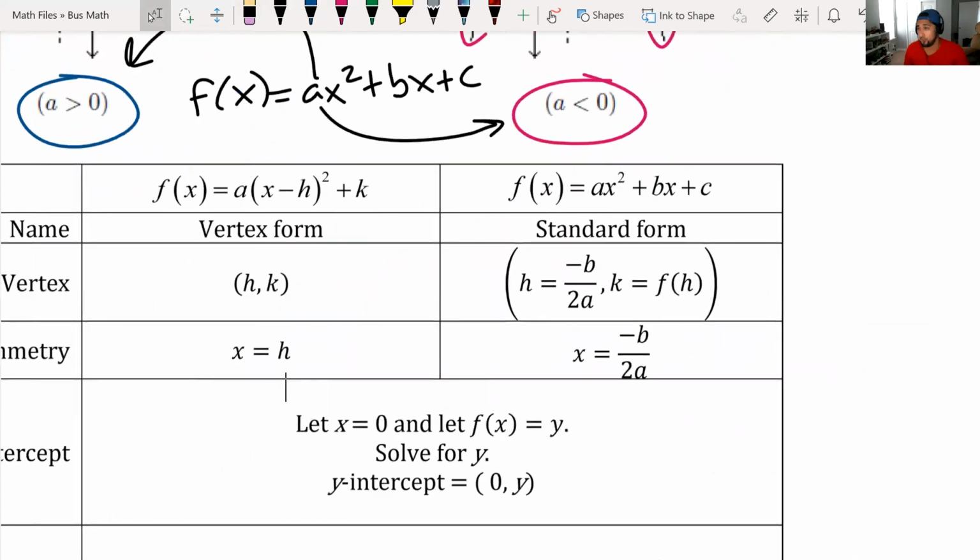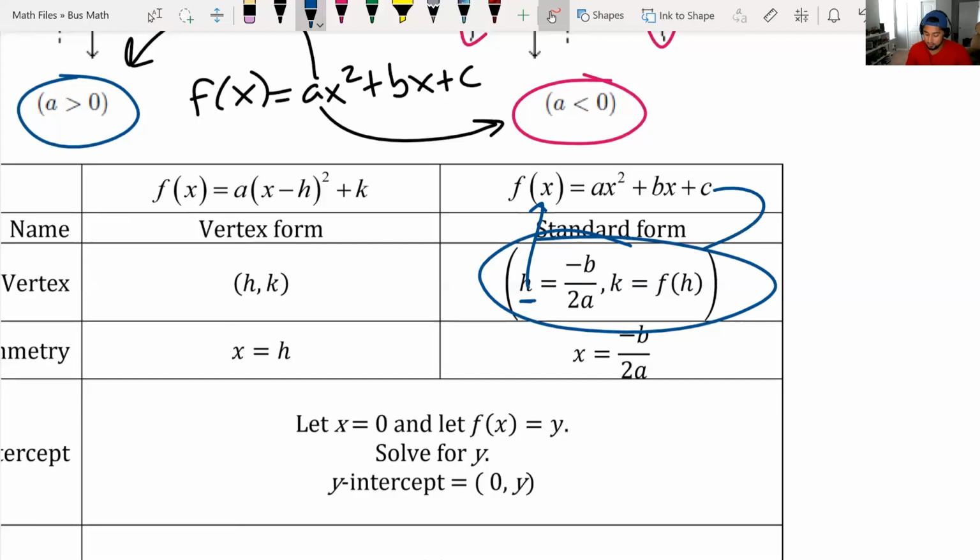Now let's say we're given standard form and we don't want to complete the square to find the vertex. That's totally fine. To find the vertex in standard form, we have to use a formula. The formula is H equals negative B over 2A and K equals f of H. So once you find H, in order to find K, you take this H value, plug it in for X, and the output is K. So that's what you'll do there.